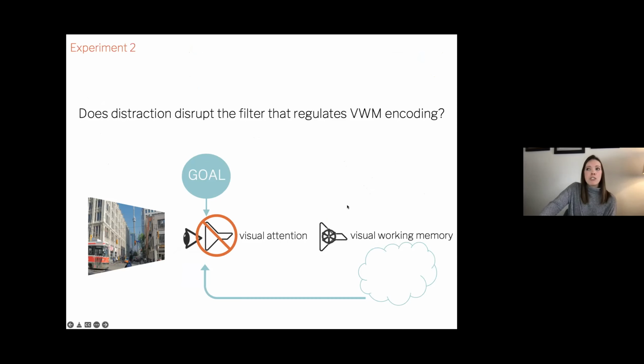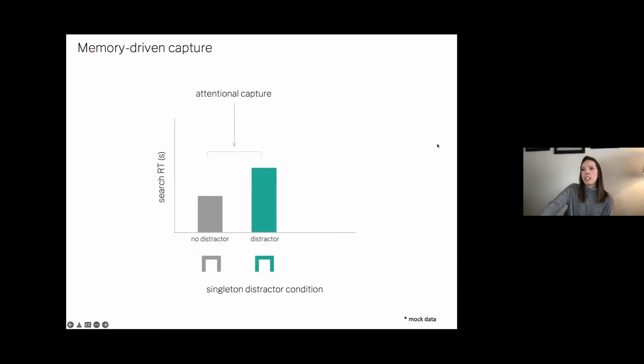But does distraction also disrupt now this filter that regulates working memory encoding, such that these incidentally attended pieces of information are then slipping into or intruding into visual working memory in a way that allows them to sort of guide subsequent behavior? So to evaluate this question, we've capitalized on an effect known as memory-driven capture.